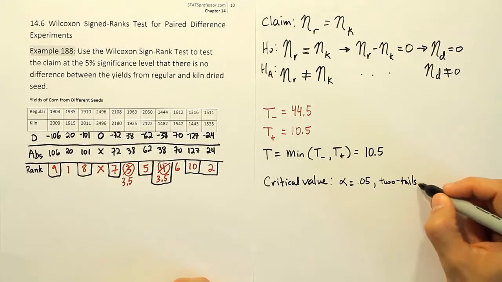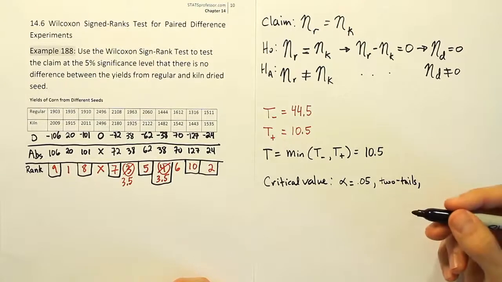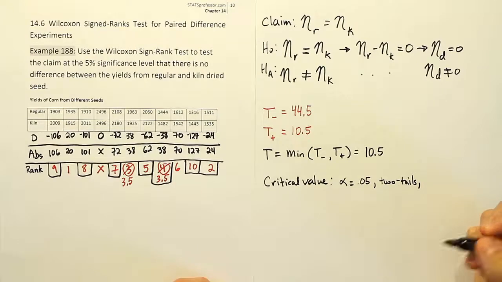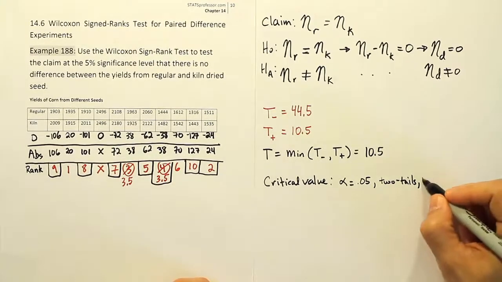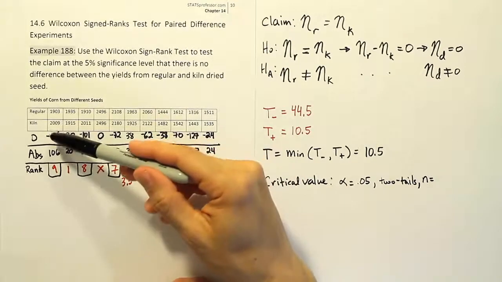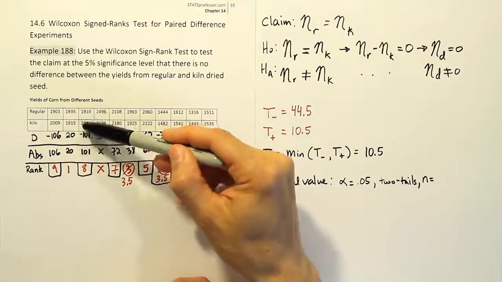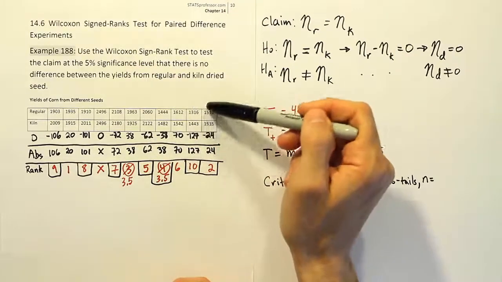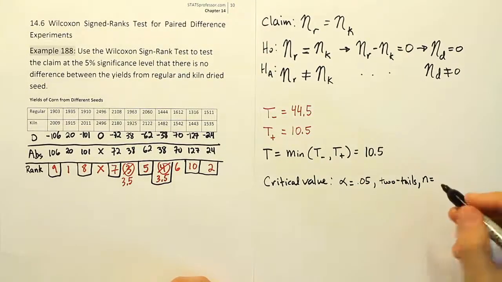And then finally, you're going to need to know ultimately how many different values you had. In other words, how many pairs you had after you discarded the ties. So how many pairs did we have? In other words, what was our n? Well, if we look at it, we had 1, 2, 3. We threw that one out. 4, 5, 6, 7, 8, 9, 10. So n is 10 for us.